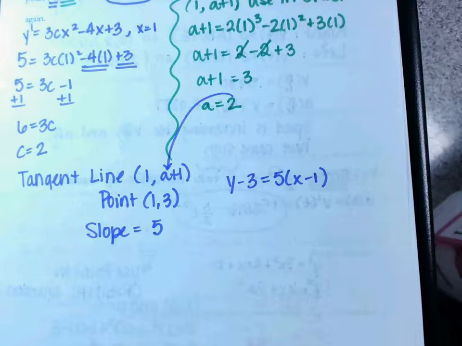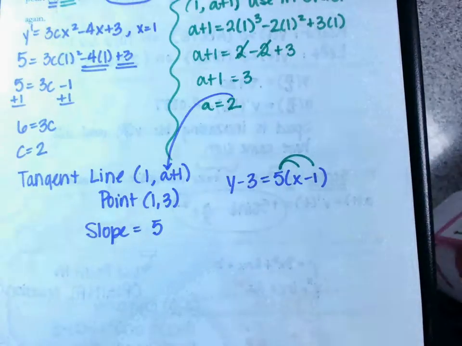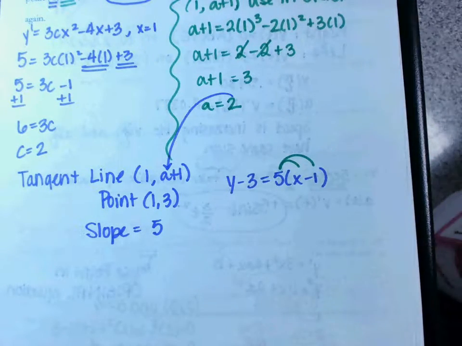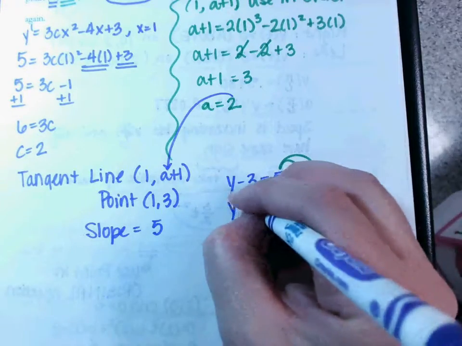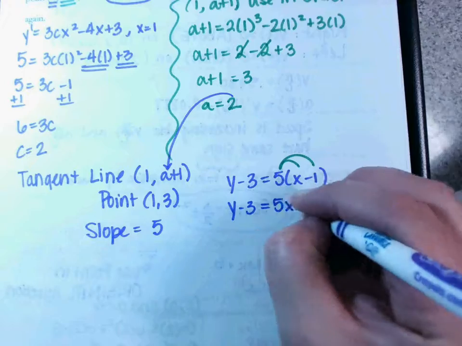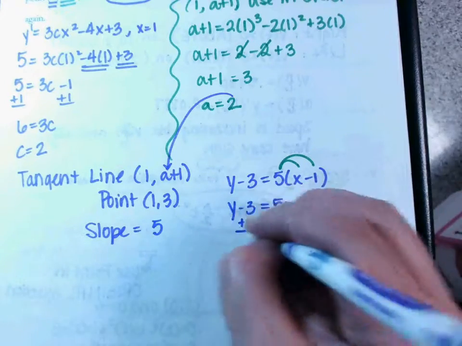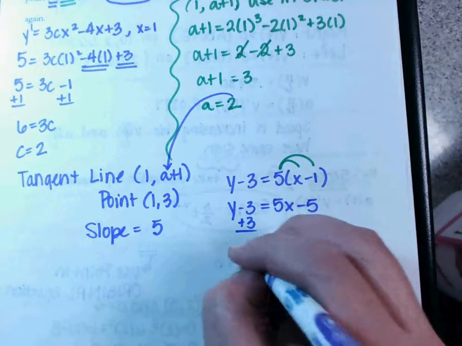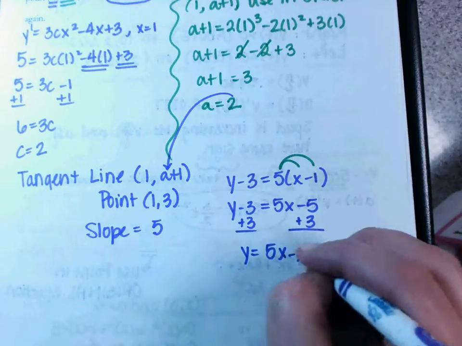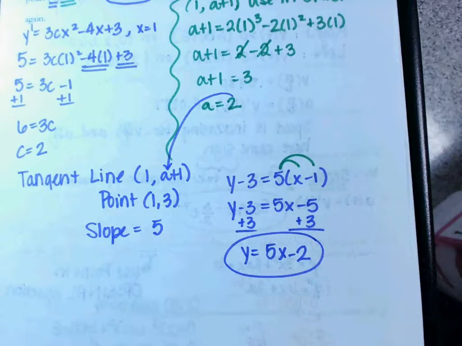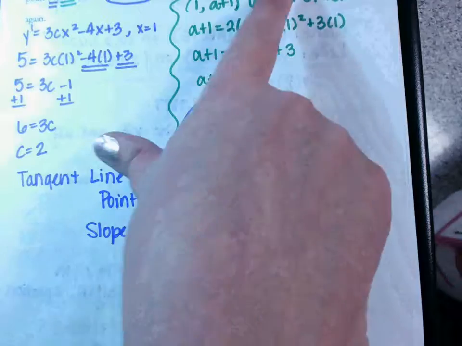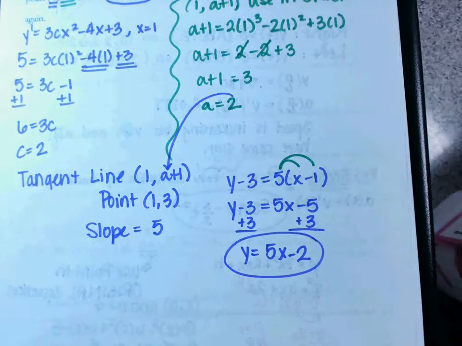So my first step is I'm going to distribute the 5, and then I'm going to add the 3 across. So y minus 3 equals 5x minus 5, then add the 3. So y equals 5x minus 2. That's the equation of my tangent line. Now, what does it say I want my graph to do? It says that I want my tangent line and my curve to meet. What does that mean I want them to do?